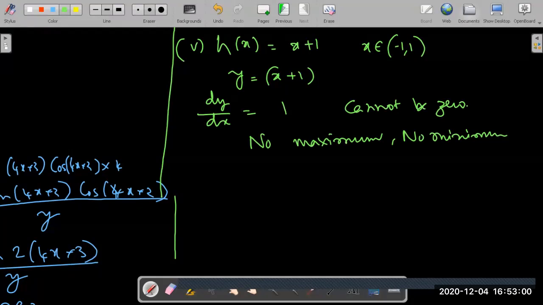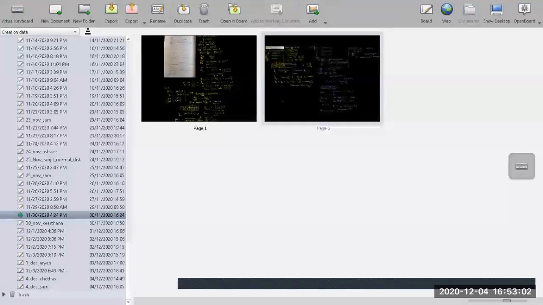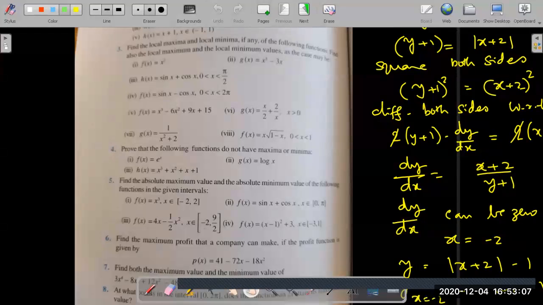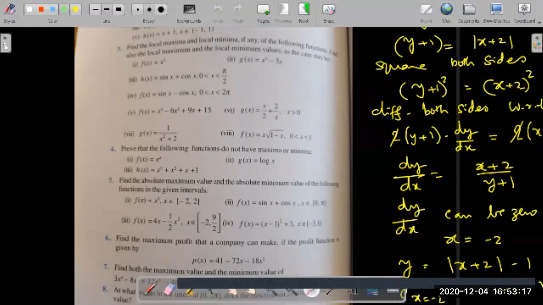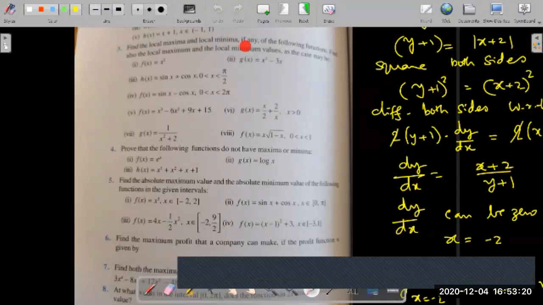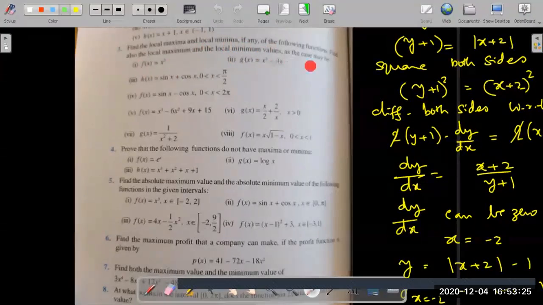So we are going back to the previous page where we got done the questions. The entire second question is done. Now we have the third question. The third question just says, find the local maxima and local minima of the following functions, find also their values, as the case may be. The local meaning wherever you see that particular thing. Okay, that means in one particular place you will have a minimum or maximum.